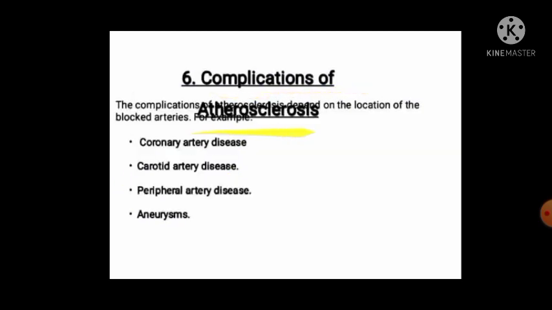Complications of atherosclerosis. The complications of atherosclerosis depend upon the location of the blocked arteries. For example, coronary artery disease, which directly affects the heart. These are the arteries that are blocked in the heart, which supply blood to the heart. Carotid artery disease, peripheral artery disease, which affects the leg, or aneurysm.